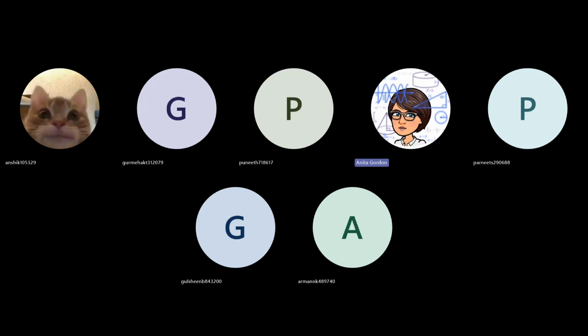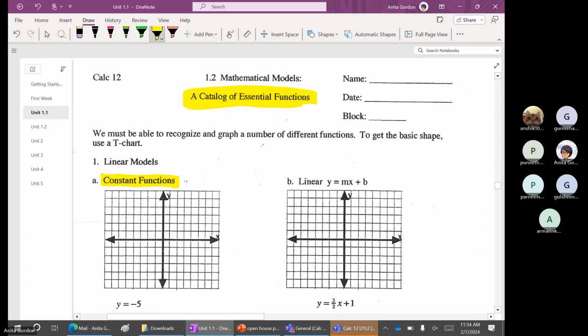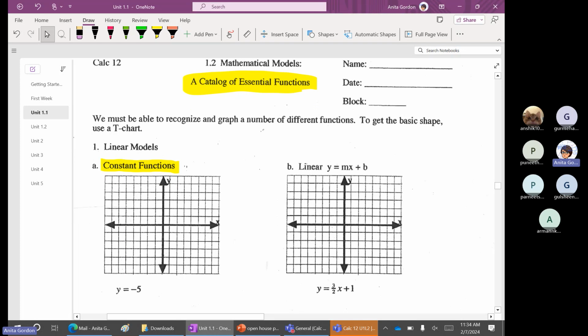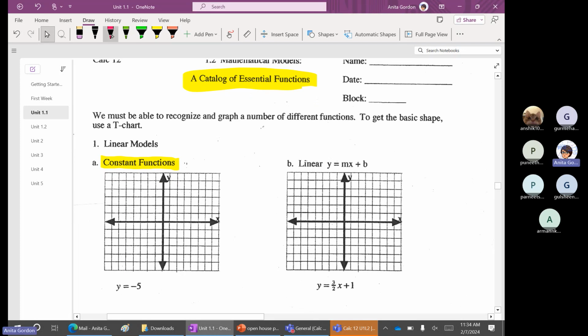Begin with linear models here. Constant function. What does the word constant mean? Zero slope, which means the line that we are drawing looks like what? A horizontal line. So here, y equals -5. 1, 2, 3, 4, 5 is a horizontal line. Constant functions means m is 0.